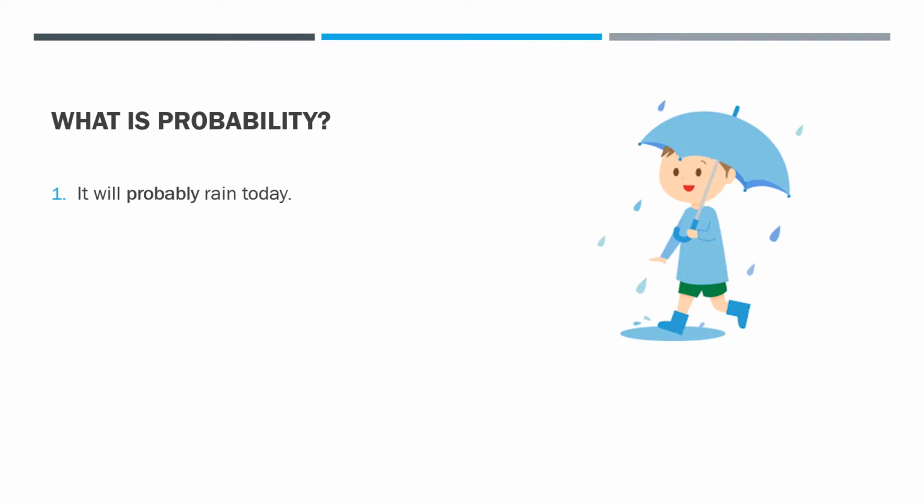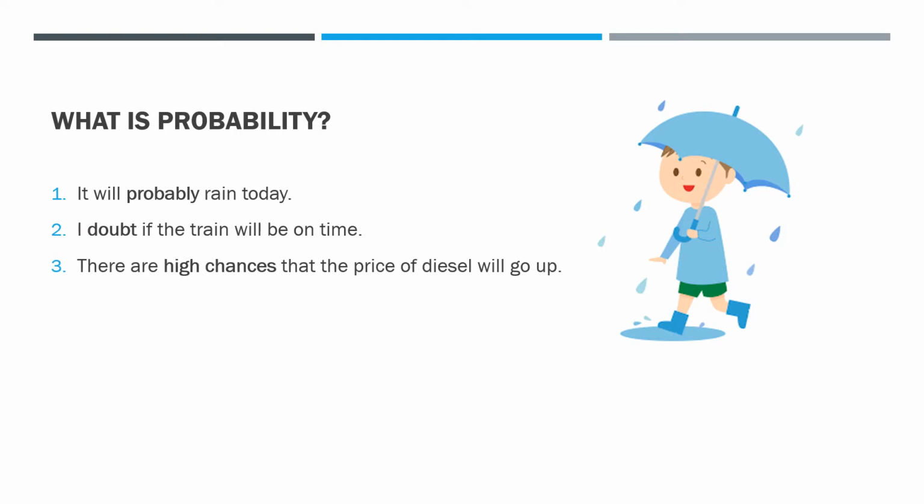Have you heard statements like this? It will probably rain today. I doubt if the train will be on time. There are high chances that the price of diesel will go up. India will most likely win the match today. In all of these statements, the words that are bold, they indicate a certain level of uncertainty.